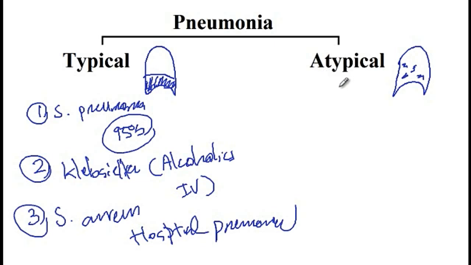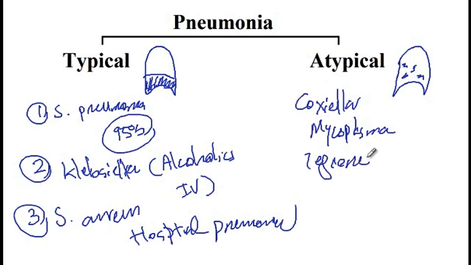As for atypical pneumonia, viruses like influenza can cause atypical pneumonia, as well as Coxiella burnetii, Mycoplasma pneumoniae, Legionella, as well as Chlamydia psittaci. So next, I would like to go over every one of these organisms and explain them in detail.